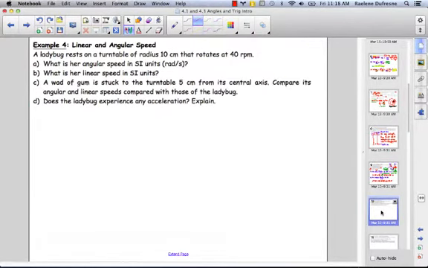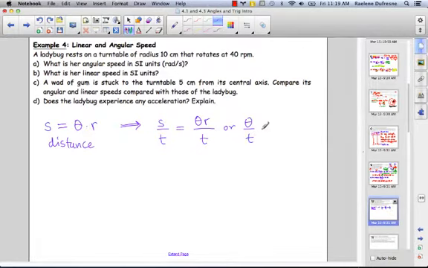Example 4 is the relationship between linear and angular speed. So just as the linear distance is equal to the angular distance times the radius, this is for distance, if we have constant speed, then we divide by time, and s divided by t equals theta r divided by t, or theta over t times r. And this quantity is called v for the linear speed, and this quantity is called omega for the angular speed.